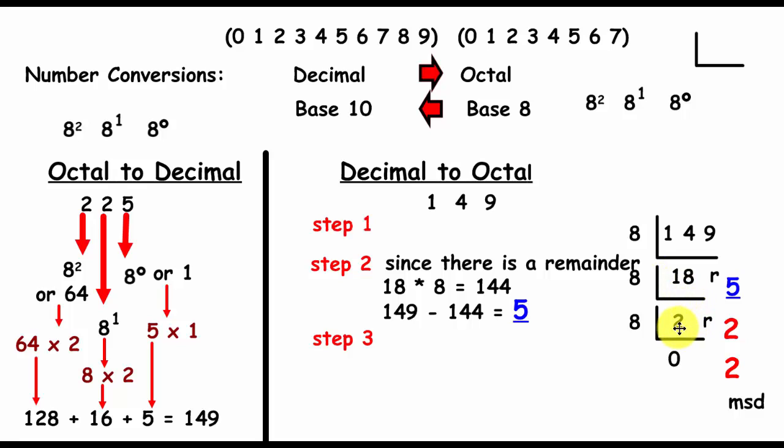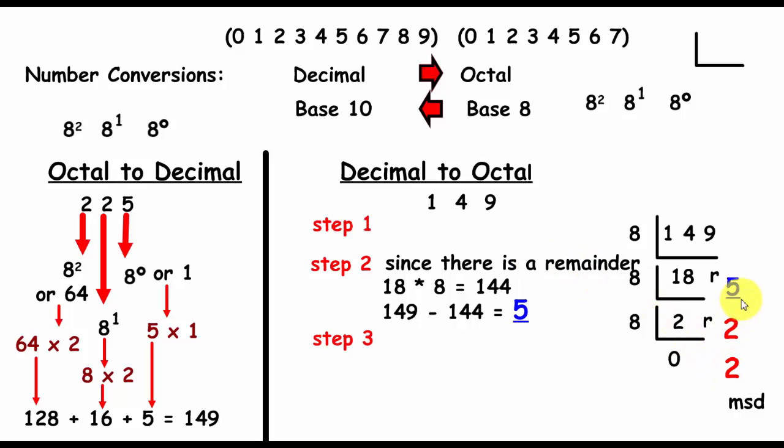Okay, now we want to divide 8 into 18. It goes 2 times with a remainder of 2. So 8 times 2 is 16. 18 minus 16 is 2. 8 goes into 2 0 times with a remainder of 2. So your number is 225. Your most significant digit is this one. So this number is exactly what we have here.